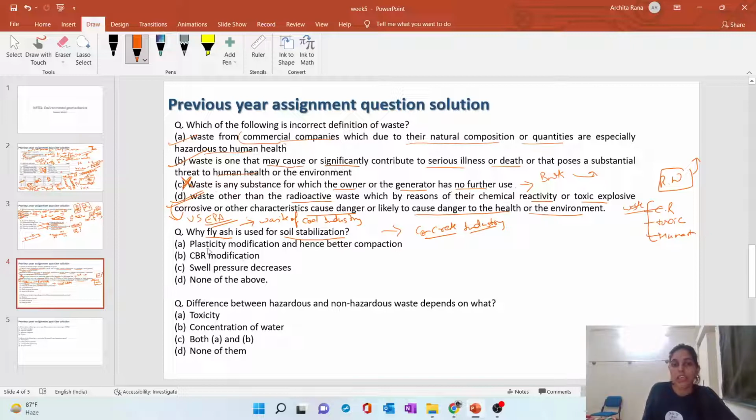First is plasticity modification and hence better compaction. So what is plasticity? Plasticity is how much, after adding water to a soil, you can make threads out of it without breaking. So that is its plastic limit.